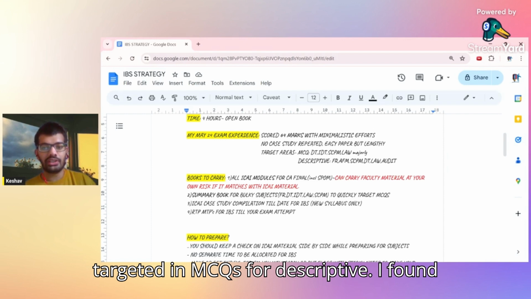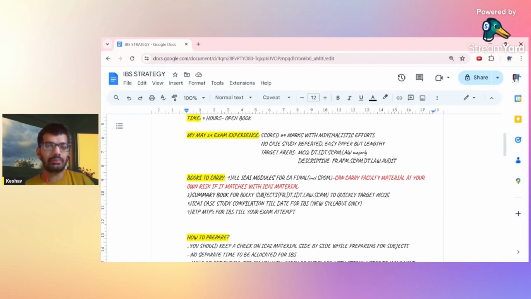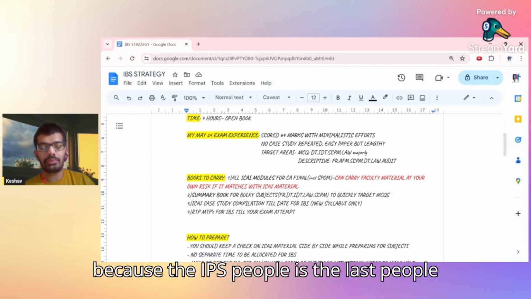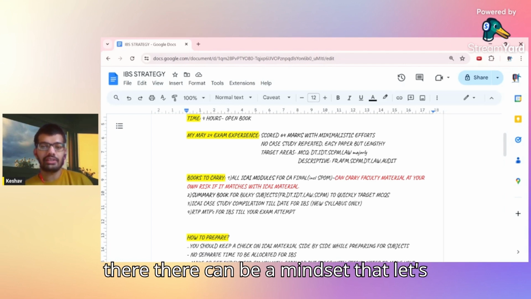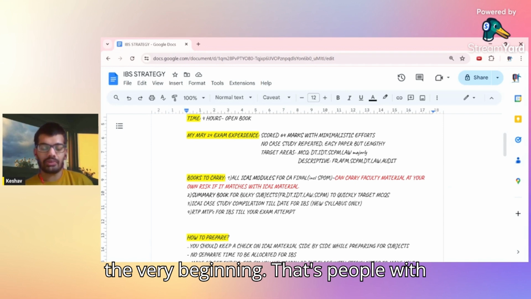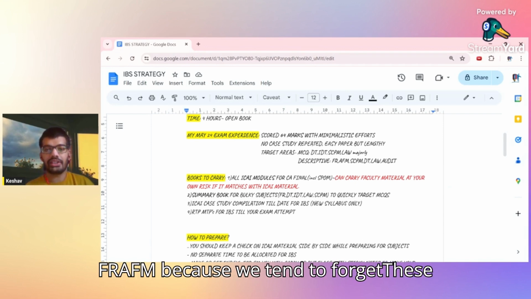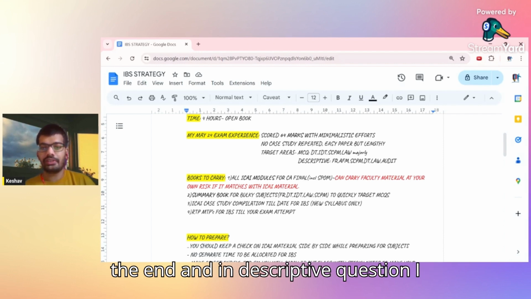For descriptive, I found that there were many questions from FR, AFM, the Group 1 papers, because the IBS paper is the last paper of CA Final. So I think there can be a mindset that let's target those papers we had started in the very beginning, that's paper 1, FR, AFM, because we tend to forget these subjects as the exam progresses towards the end.